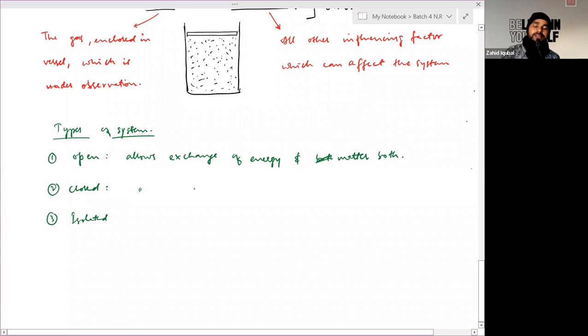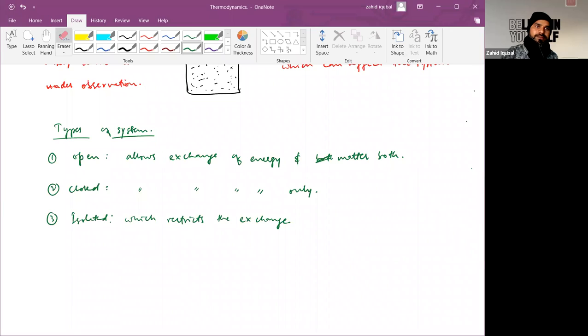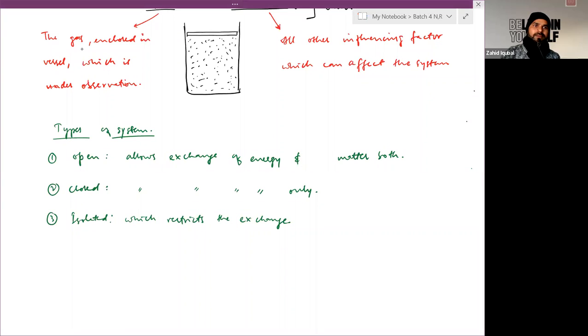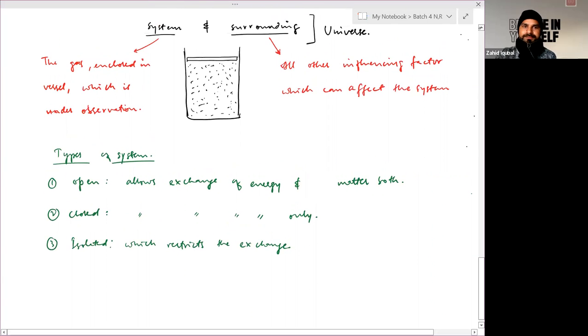Next, closed, a system which allows exchange of energy only. There will be no exchange of matter. Isolated, a system which restricts any exchange between system and surrounding, which restricts the exchange of either energy or matter between system and surrounding. Mazia, any doubt? Okay, just write it down.